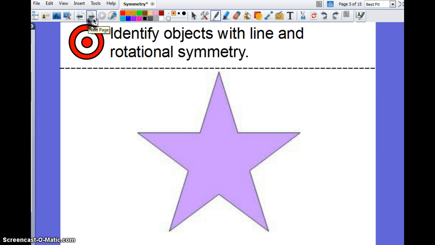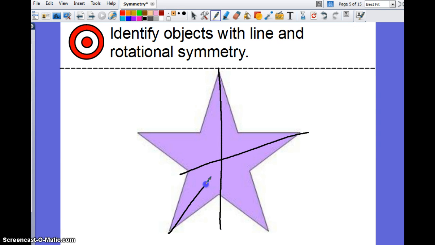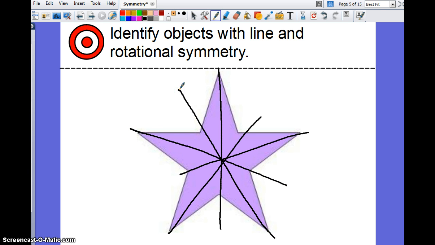What about this one? Take a couple seconds, look at it, see if you can decide how many lines of symmetry it has. See if you can draw in the lines of symmetry. This is a little bit more tricky. You probably saw this one right here. If I fold it along that line, it's the same on both sides. Do you see the other ones? Very good. So one right there, one right here, one right here, and one right here. So basically one that goes through each point. So this one has 5 lines of symmetry.